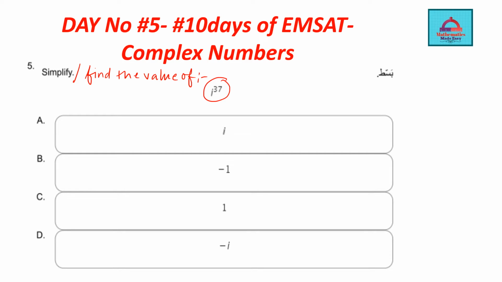This number 37 is given to you. I hope you all remember i is iota. You say it as iota and its value is square root of -1, or i square is -1, right? So now we are going to use the concept that the period of i is 4. So when I say period of i is 4, that means after power 4 it will repeat itself.